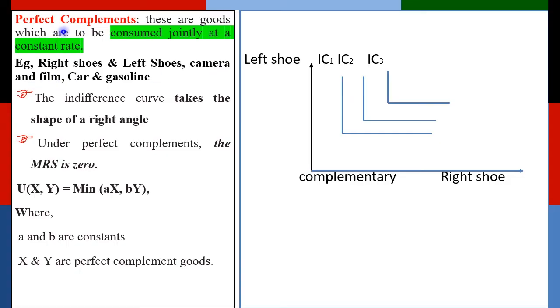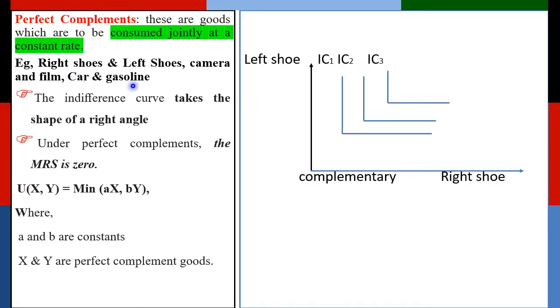Camera and film is also an example of perfect complement. If there is no camera, film is useless. And if there is film and no camera, again film is useless. But when we combine film and the camera, we can take a photograph or another picture.